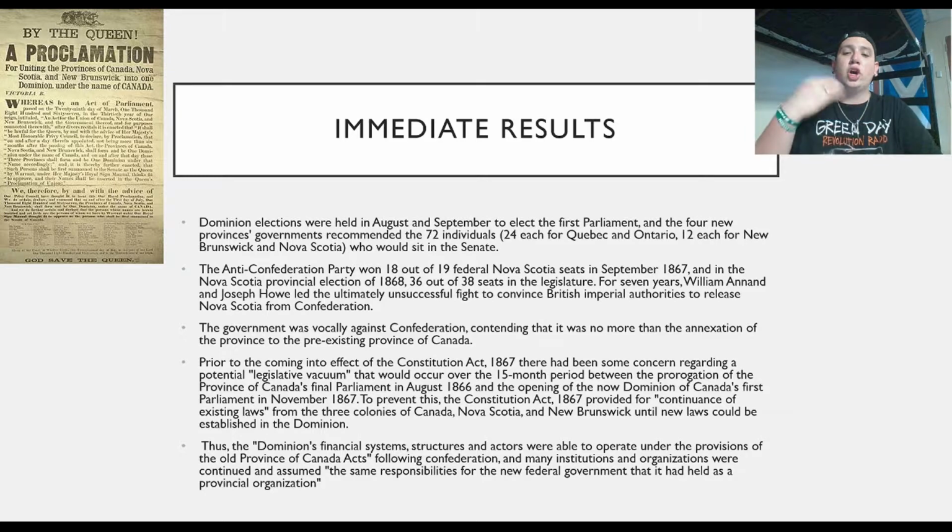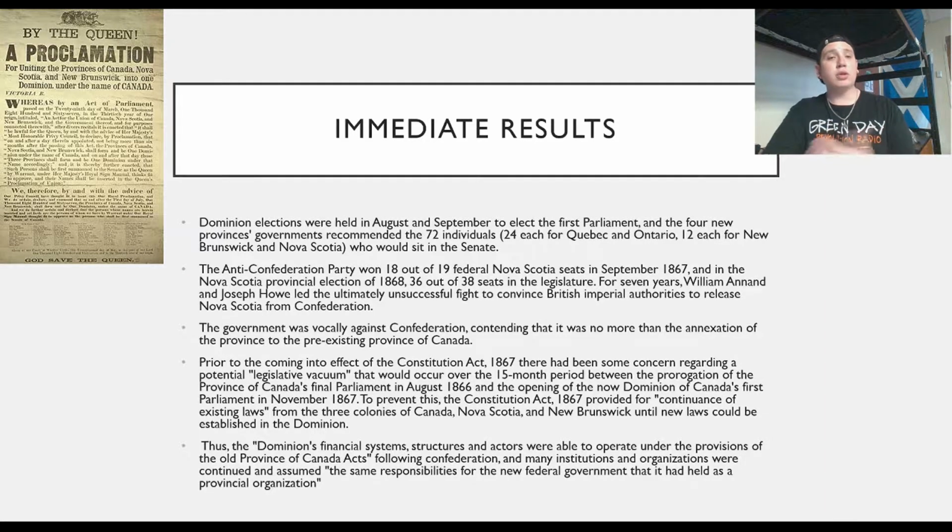To prevent this, the Constitution Act 1867 provided for continuance of existing laws from the three colonies of Canada, Nova Scotia, and New Brunswick, until new laws could be established in the Dominion. Thus, the Dominion's financial structures, systems, and actors were able to operate under the provisions of the old Province of Canada's Acts following Confederation, and many institutions and organizations were continued and assumed the same responsibilities for the new federal government that they had held as the provincial organization beforehand.